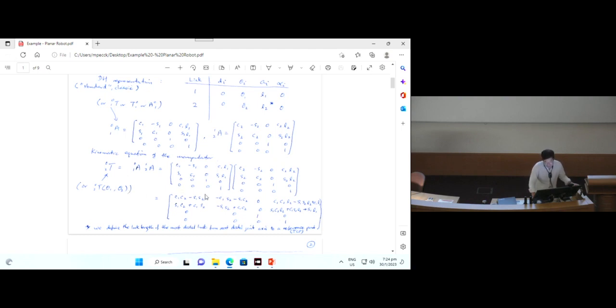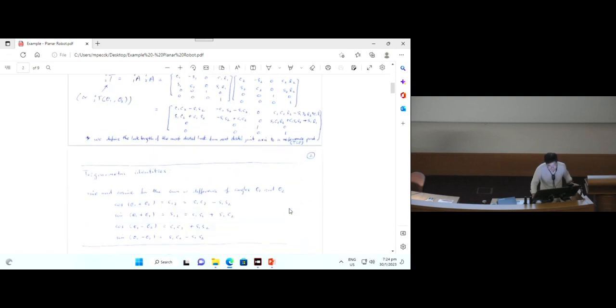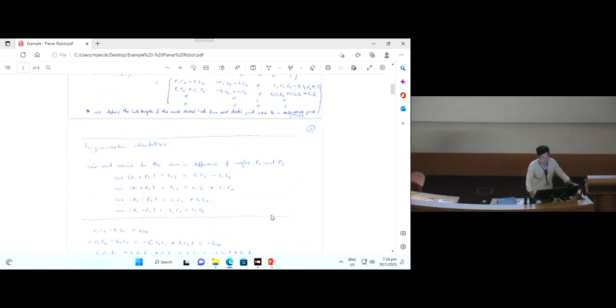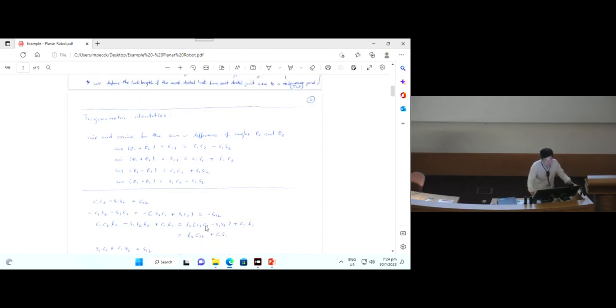Okay? So you multiply them together. You actually see a complex expression with different terms: sine, cosine, and so on. So I think early on in the class I mentioned that you should have some knowledge of trigonometric identities. So these are some of the identities that you need to be aware of.